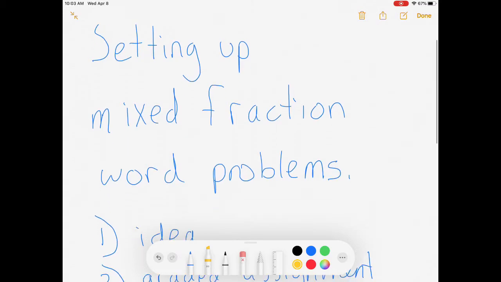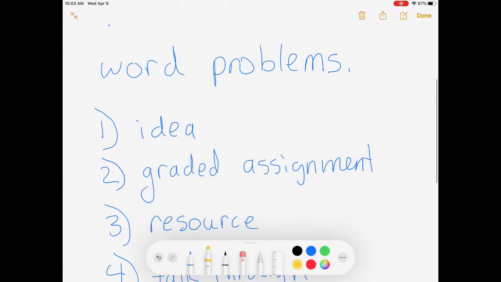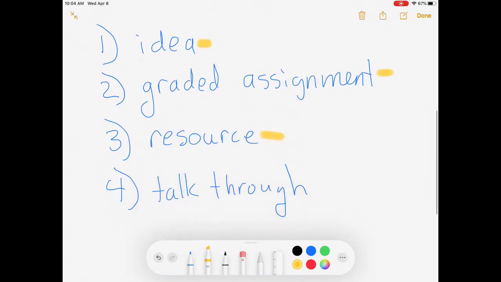So in this video, I've just talked about the idea of what we're doing. I'm going to go over what the graded assignment is, show you some resources, and then I'll actually talk through the resources. So for those of you who feel good to go, I would suggest at this point, after the resources, stopping the video and jumping right in. And for those of you that need more help, you'll continue watching.